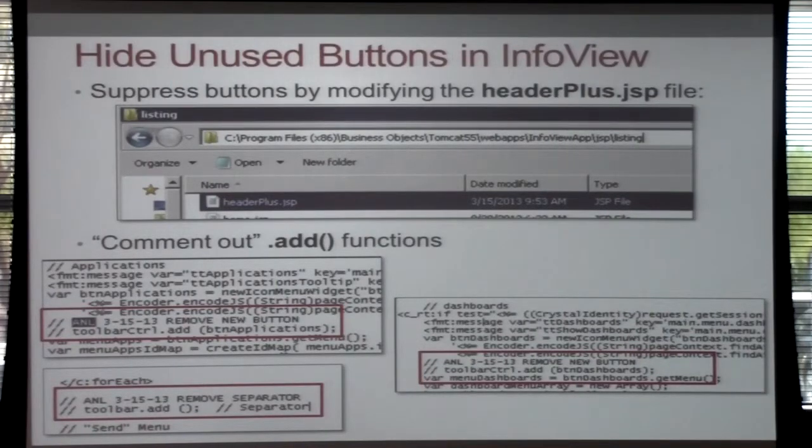If I comment them out, then those buttons just no longer display. There's not a placeholder or anything like that, they just no longer display. I'll show you what that looks like. So what I did is edited headerPlus to comment out those lines. I kind of put my initials and a timestamp in there as well. And then I saved the file and restarted Tomcat.